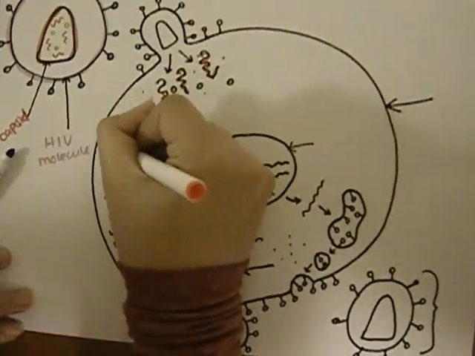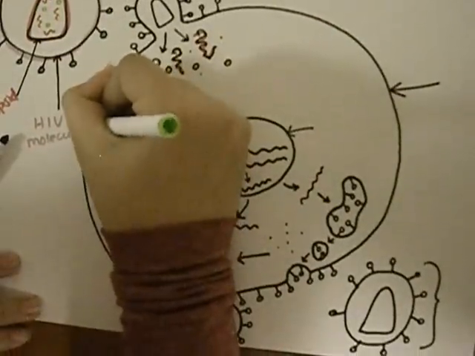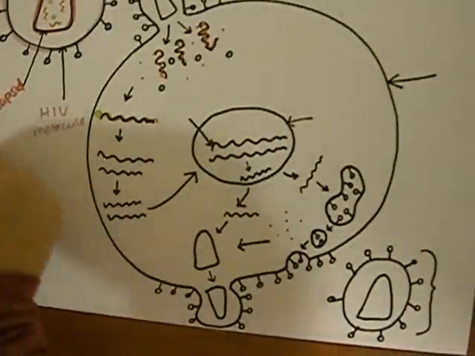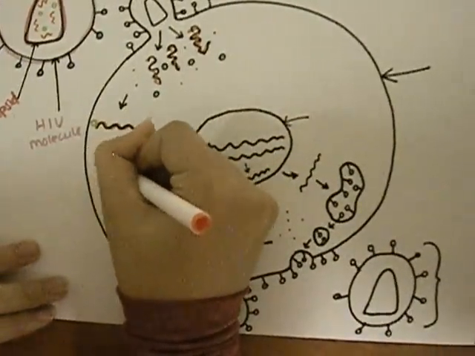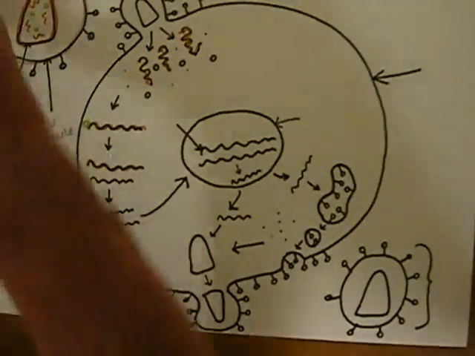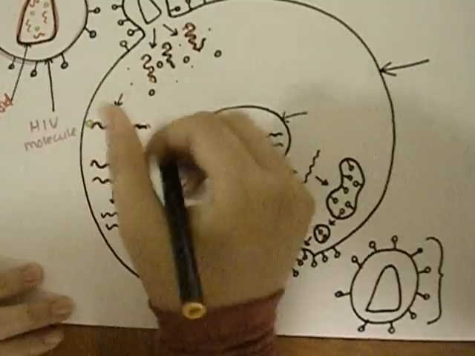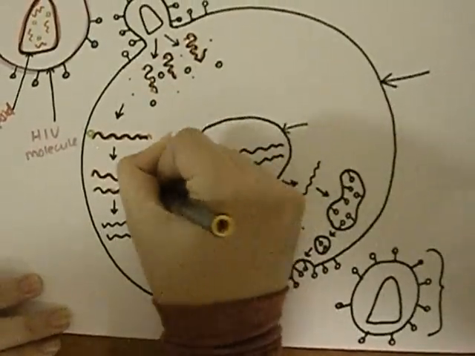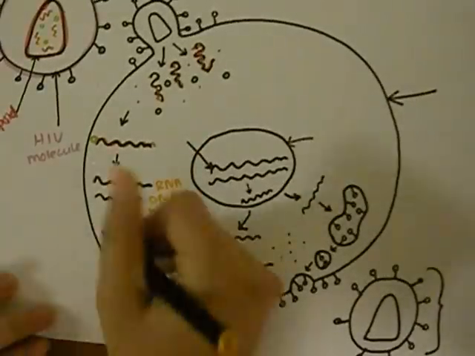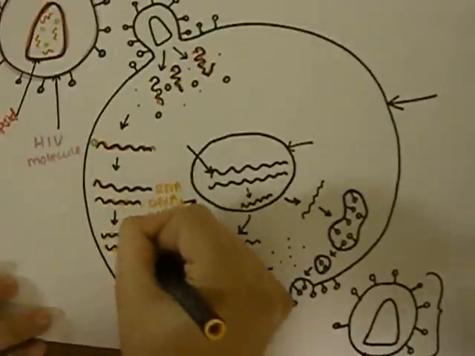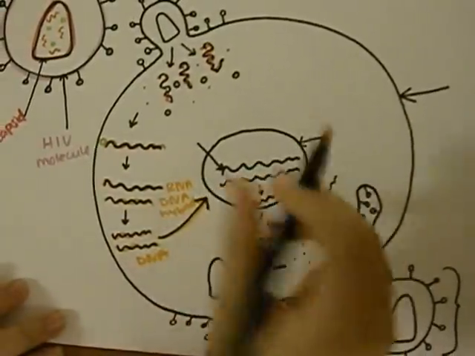And from here, the RNA attaches itself to the enzyme reverse transcriptase because that's how RNA forms to DNA. So from here, the RNA becomes an RNA-DNA hybrid, which then forms into just DNA. And from there, it goes into the nucleus.